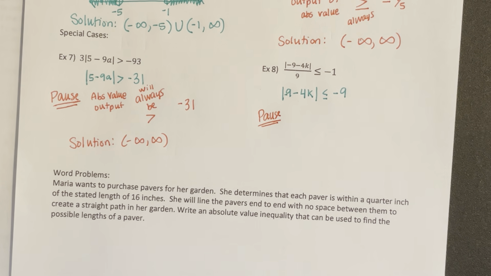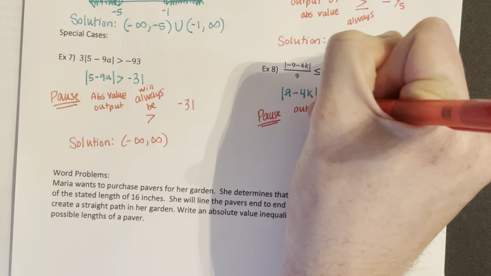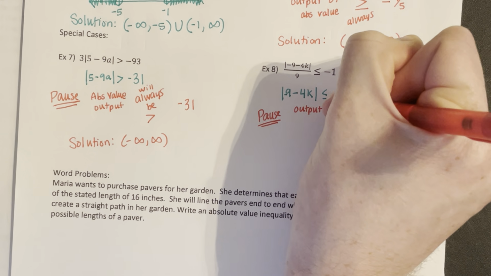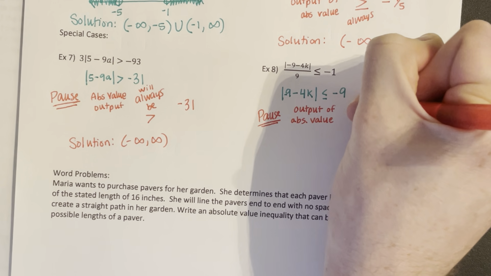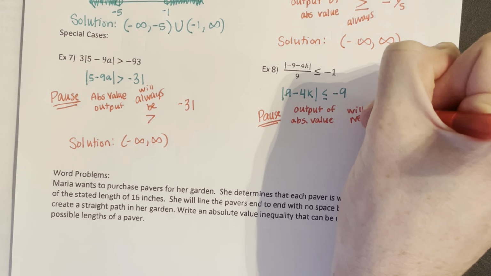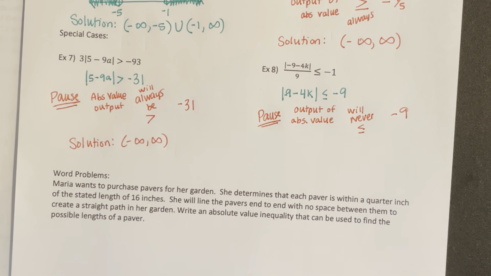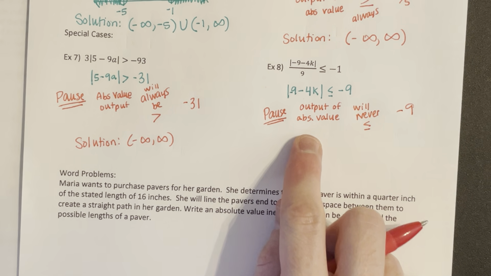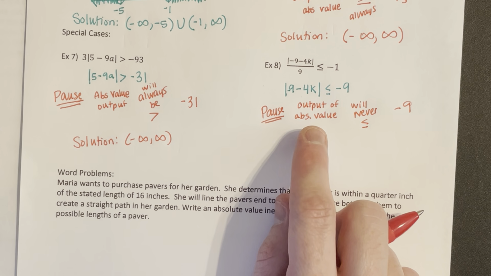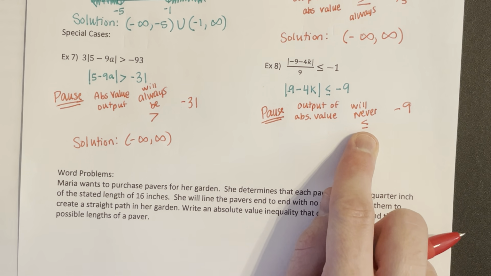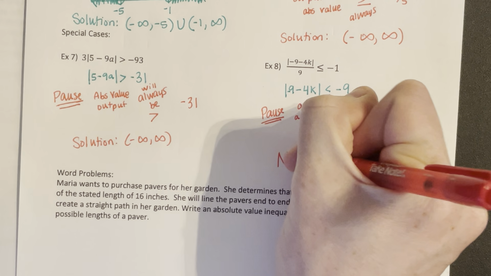and evaluate the situation. So the output of an absolute value will never be less than or equal to a negative 9. It's just never going to happen. The absolute value is going to always come out 0 or some positive value. So if it's always positive, it's never going to be less than negative 9, which makes this no solution.